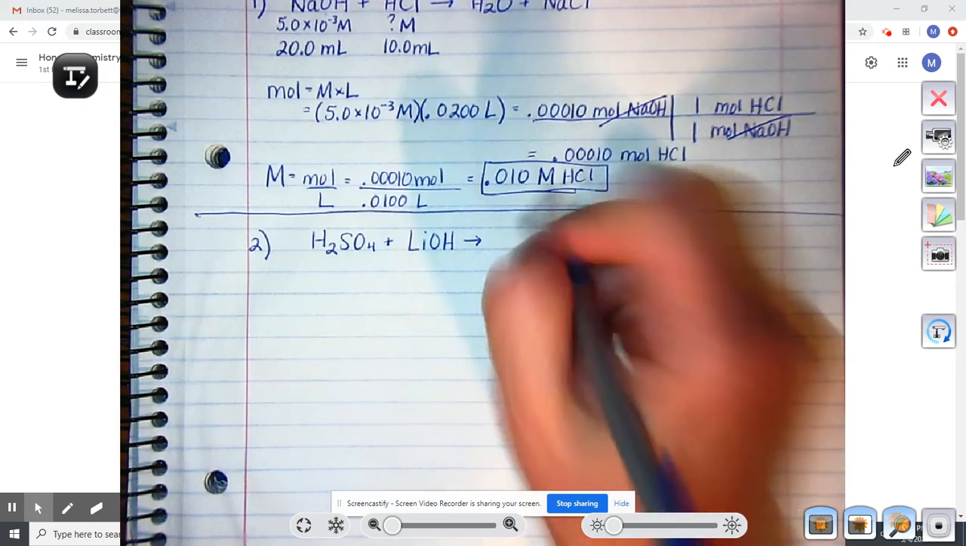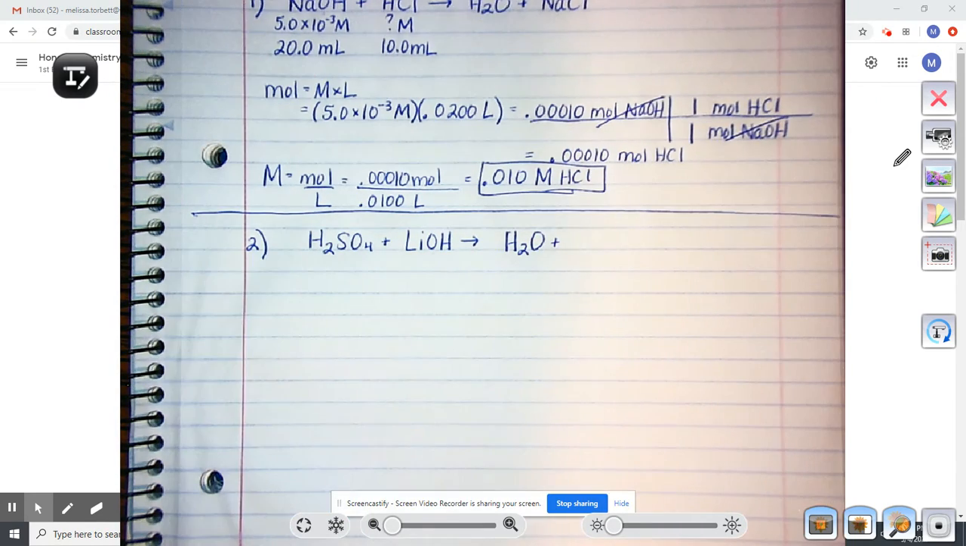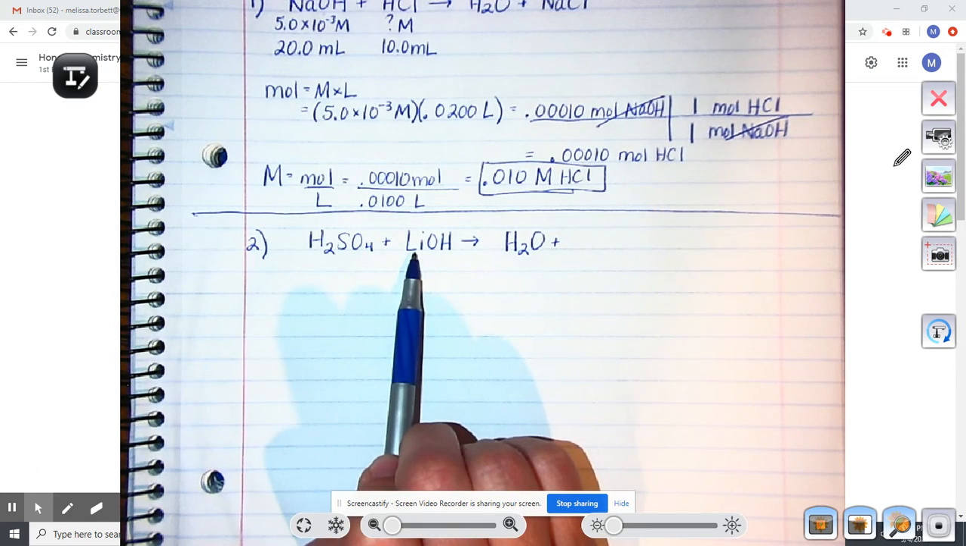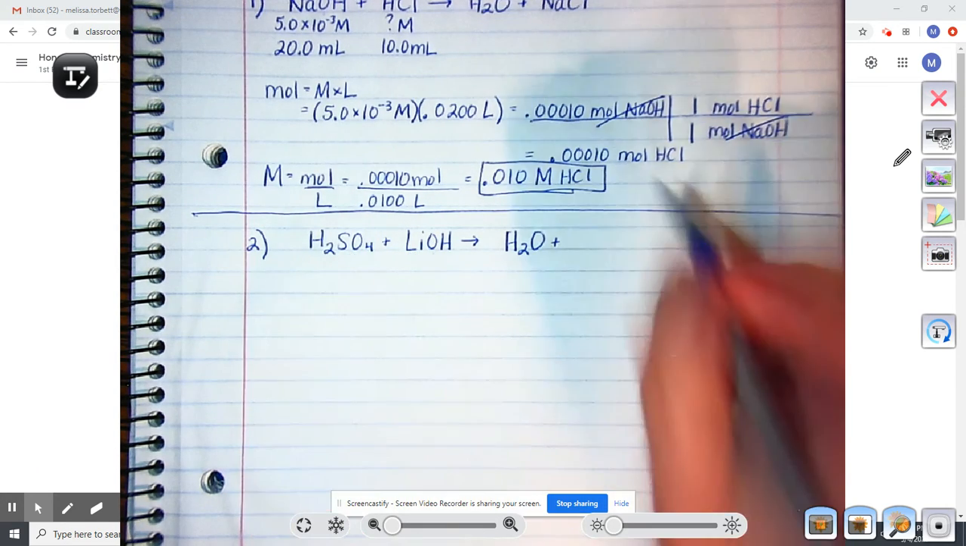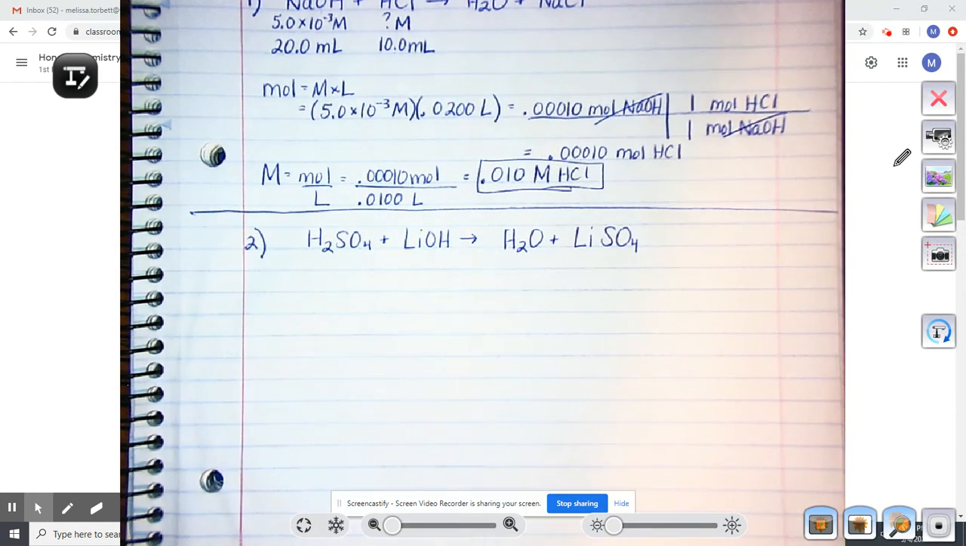Acid and a base, we know we're going to make water. An acid and a base makes water, is what it does. Then we've got to come up with the salt, the positive part of the base with the negative part of the acid. Here's lithium and here's sulfate. I got to check my charges.